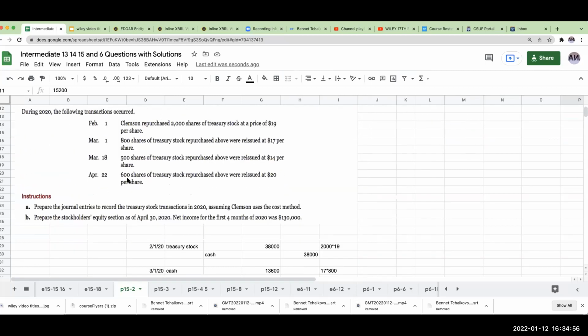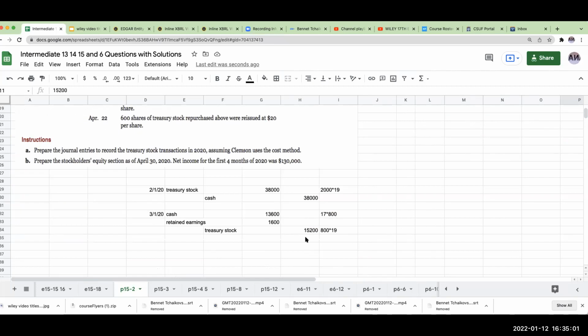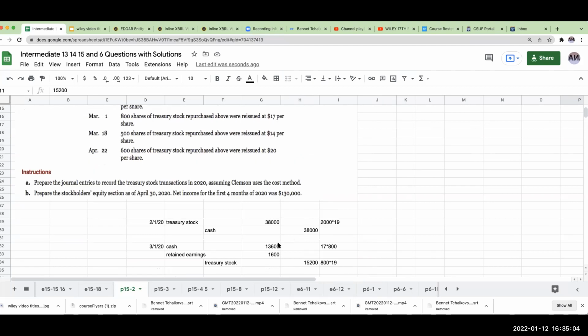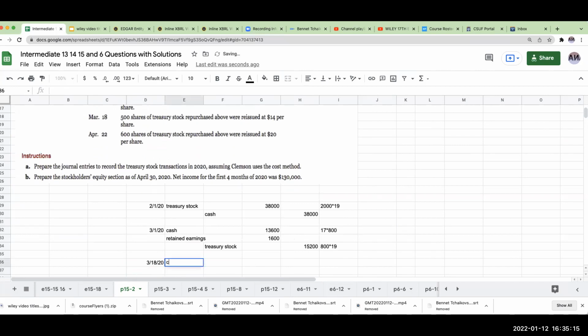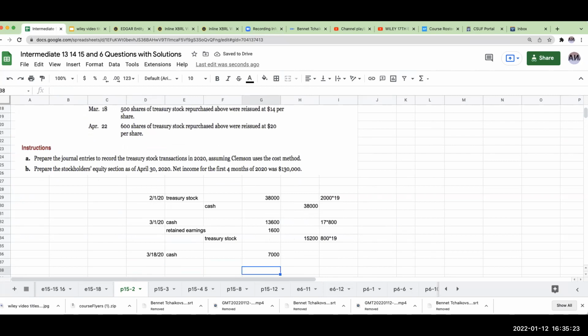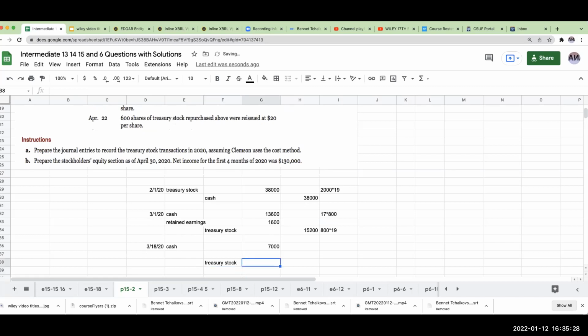Okay. So 500 shares of the stock repurchased above were reissued at $14 per share. So we have another bad situation, which is going to be right over here. On 3/18/20, the amount of cash that I'm going to be receiving is going to be 500 times 14. But how much did I actually pay for those shares? Well, for the treasury stock, this is going to be 500 times 19.